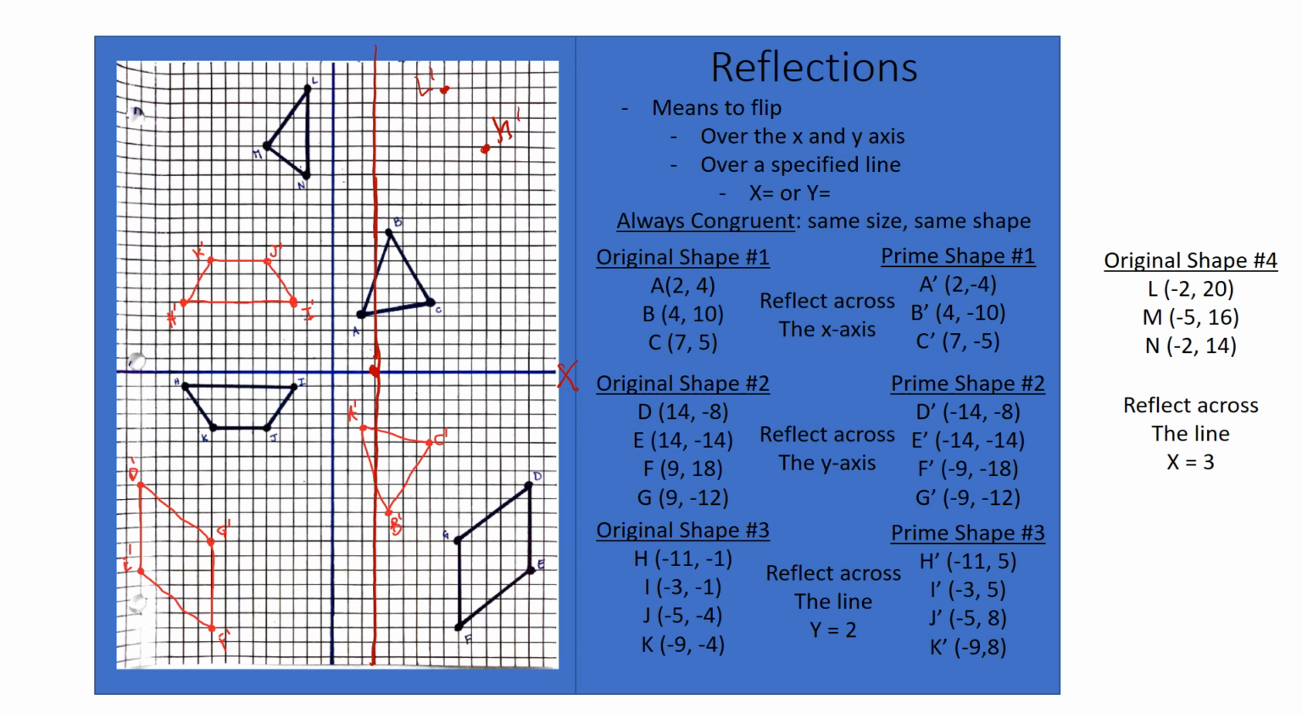The last point, letter N, I count to the line x equals 3 that we drew earlier. 1, 2, 3, 4, 5. And then I go 5 more. 1, 2, 3, 4, 5. And I'm going to label that point N prime. And then I can connect my dots.